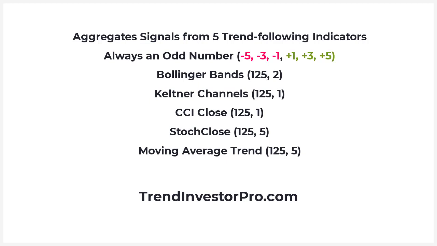And then the direction of the moving average trend. It's a 125-day simple moving average, and I'm basically just doing the 5-day rate of change. Is the moving average rising, positive rate of change, or falling, negative rate of change? And so this makes the Trend Composite always an odd number. It's going to be -5, -3, -1 when you're in a downtrend. It's going to be +1, +3, +5 when you're in an uptrend. And so let's look at how these signals are derived on a chart.